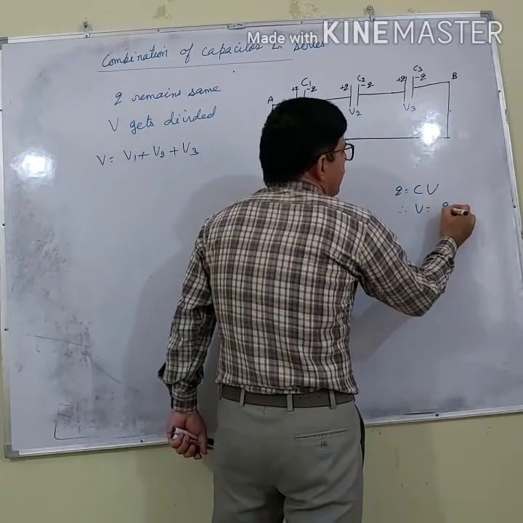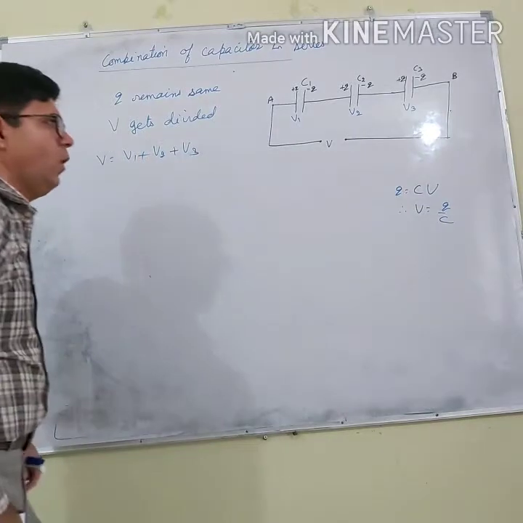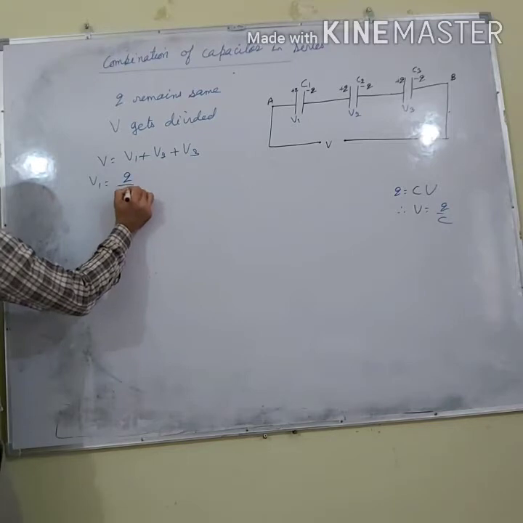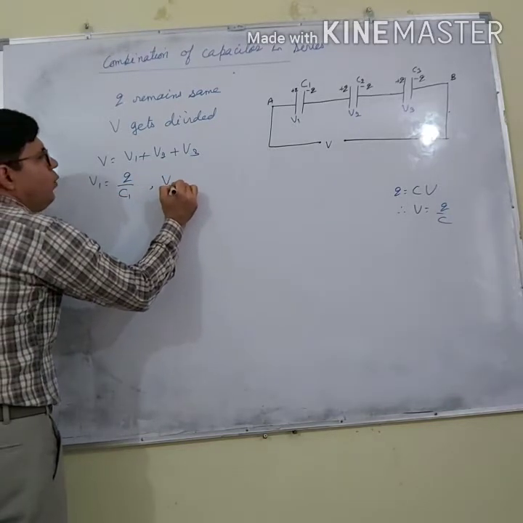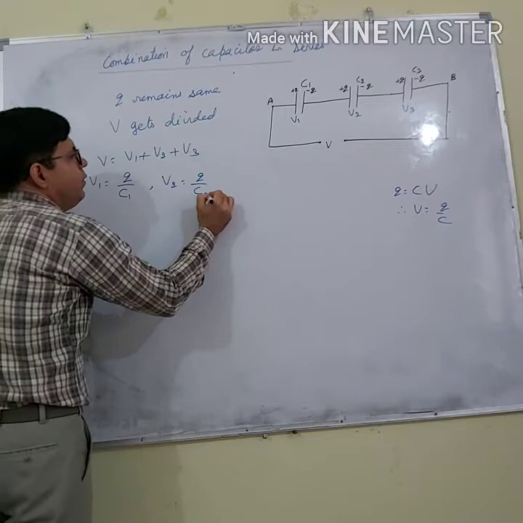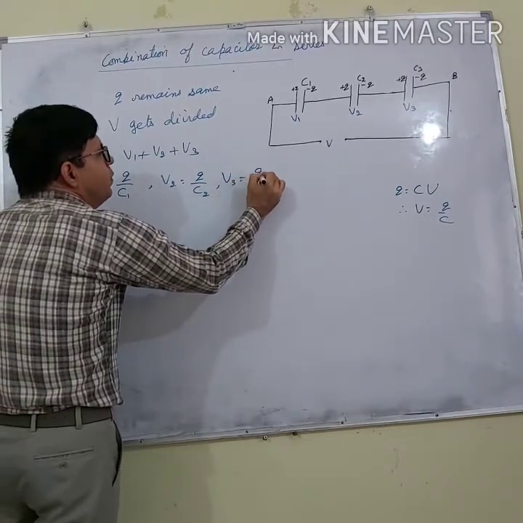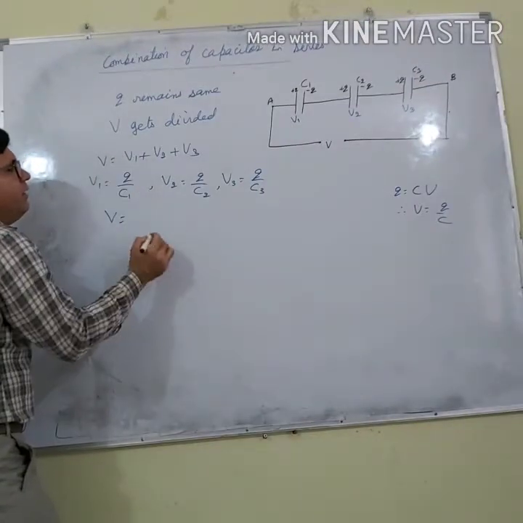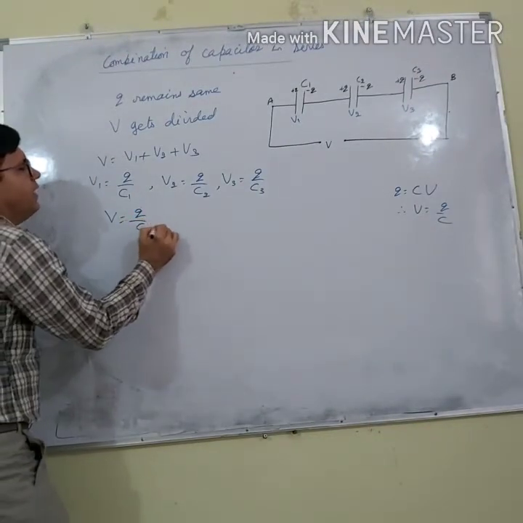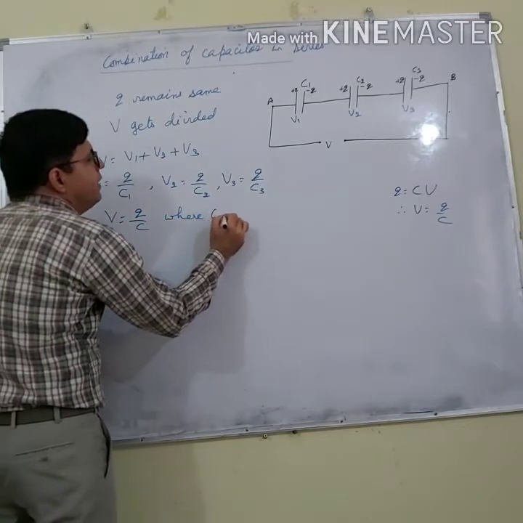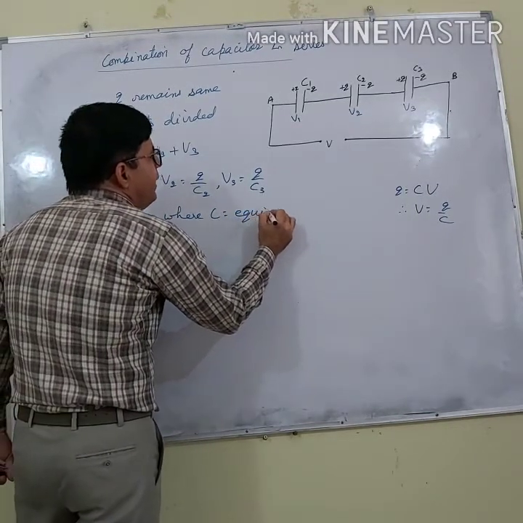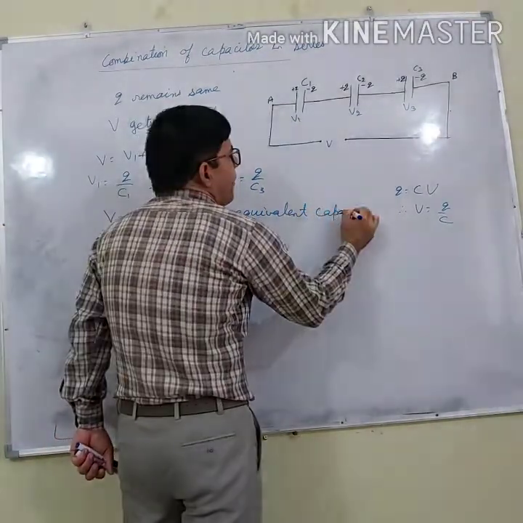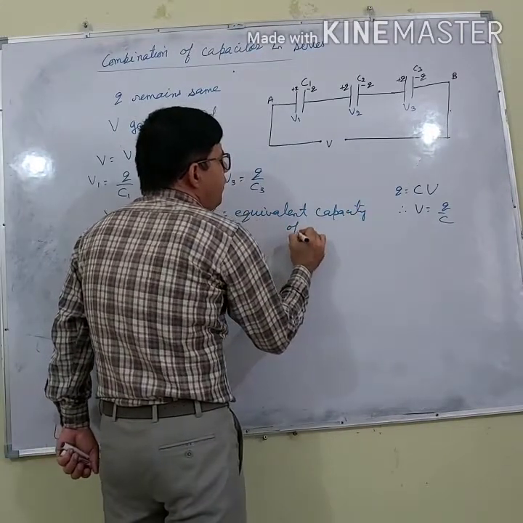Right? Now you have read that charge Q equals CV. Therefore V equals Q by C. So V1 equals Q by C1, V2 equals Q by C2 and V3 equals Q by C3. If V is the total potential, I can say it equals Q over C, where C is the equivalent capacity of the combination.